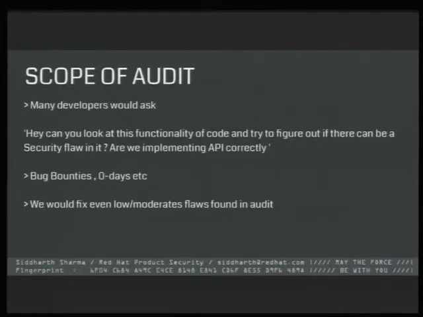So when you start auditing code, it's really important to understand what you are looking for. Your customer might want only the vulnerabilities that are critical or important to them, and they don't care about the lows and moderates, so you don't report them.